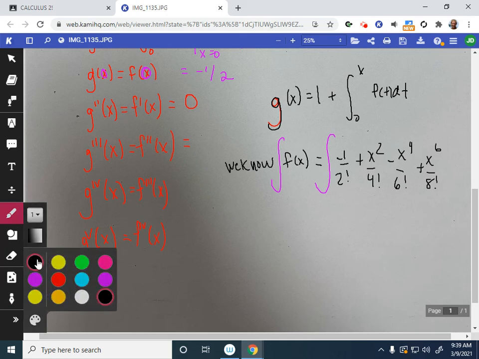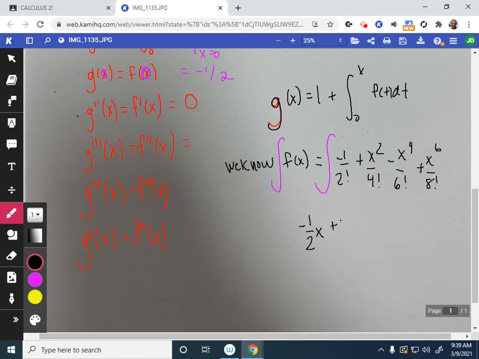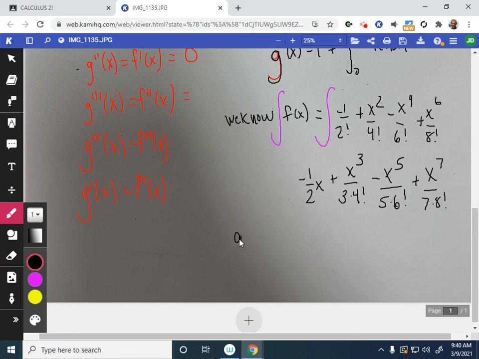So the integral is going to be negative 1/2 x plus x to the 3rd over 3 times 4 factorial minus x to the 5th over 5 times 6 factorial, and so on. So we know that g of x is 1 plus that integral, in this case, plus negative 1/2 x plus x to the 3rd over 3 times 4 factorial.